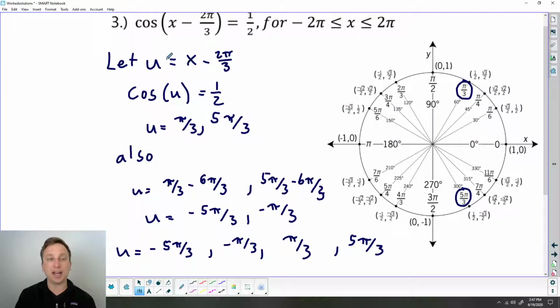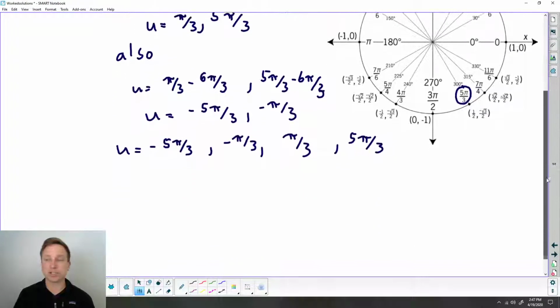How we get x is we know u is x minus 2 pi thirds. So if we want to solve this for x, we add 2 pi thirds. So u plus 2 pi thirds is going to produce the x value. So we take every u value and we add 2 pi thirds to it. So let's go ahead and do that.